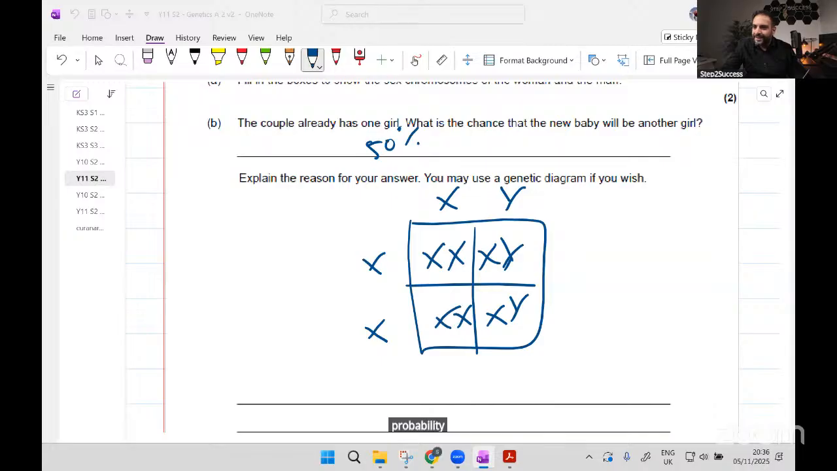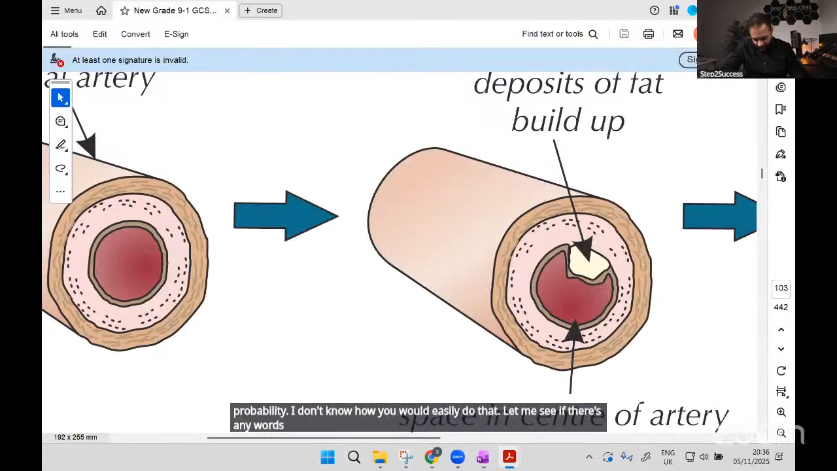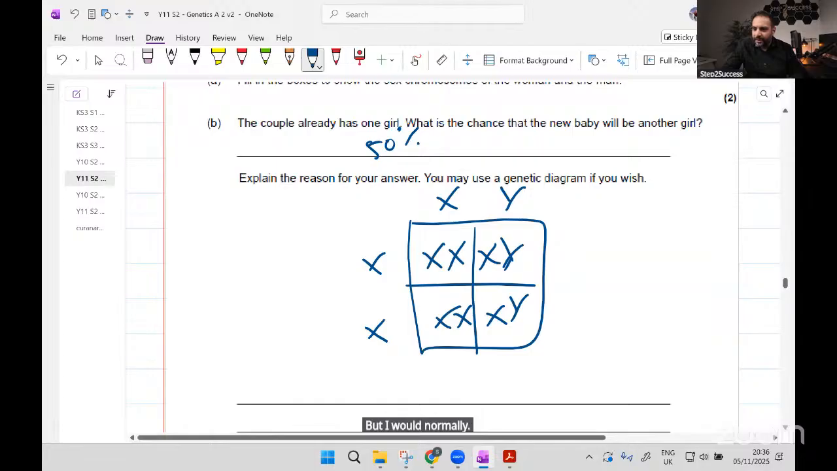I don't know how you would easily do that. Let me see if there's any words in the mark scheme. But I would normally struggle to put that into words.